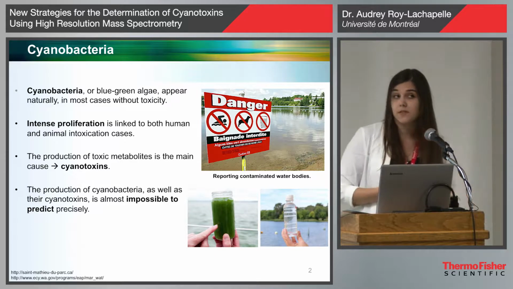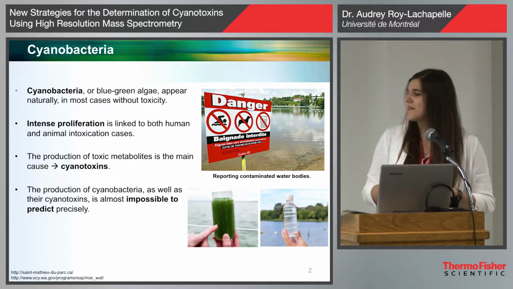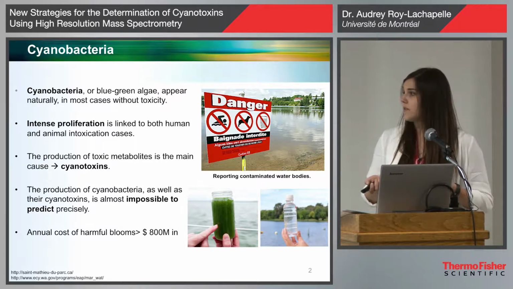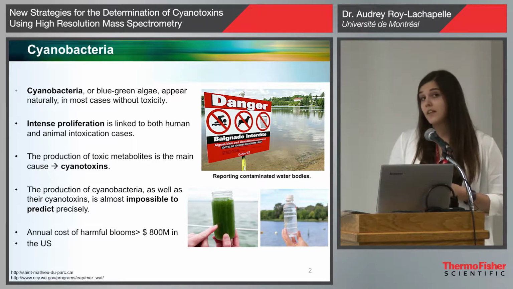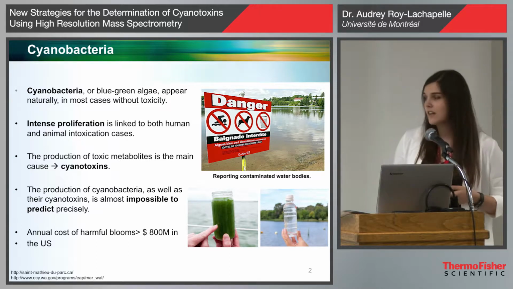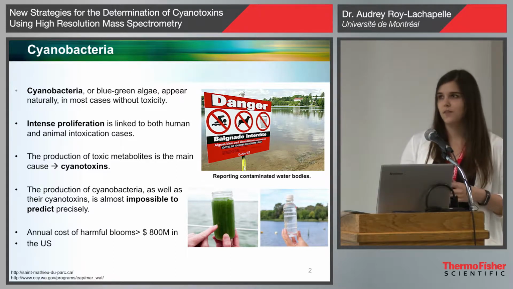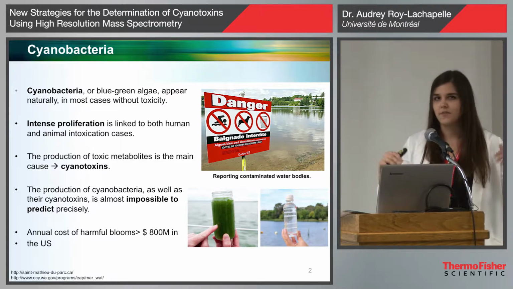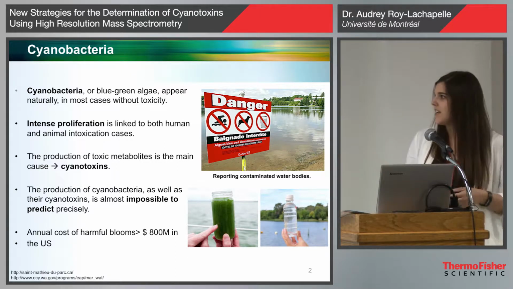Also, one of the major problems of cyanobacteria and toxins is that it is practically impossible to precisely predict their presence or production. This means that for any water treatment system, it can be really costly. In the United States, the annual cost is about $800 million only to establish the ban of drinking water for a period of time. Sometimes it's only to give bottles of water to the inhabitants.